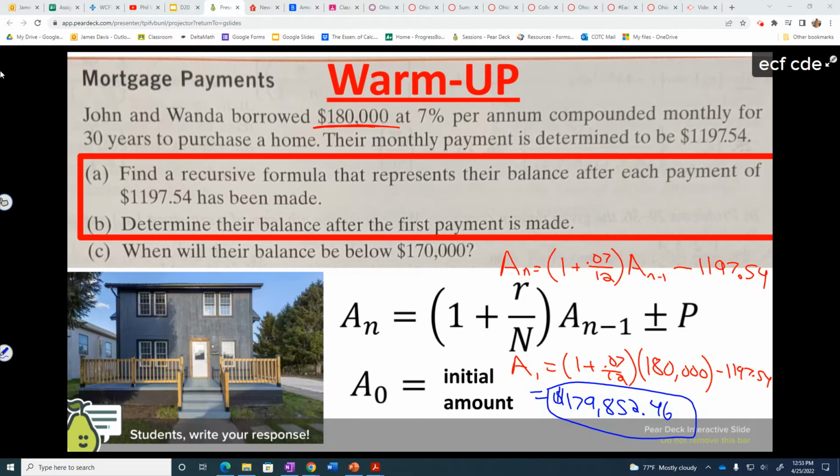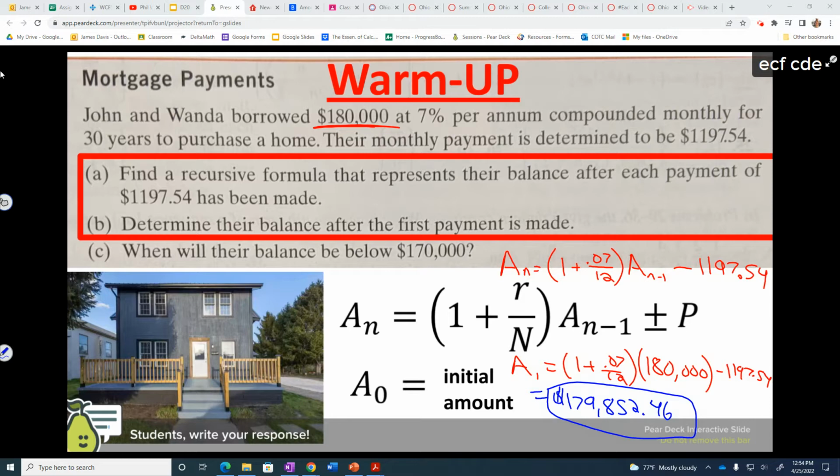So just look at that number. Is there anything that's kind of surprising about that? What's surprising about that amount? Yeah, we paid almost $1,200, right? And yet the amount only went down like $148. That kind of stinks, right? You pay $1,200 and the amount only goes down $148.